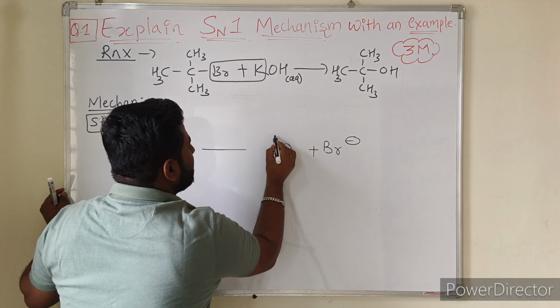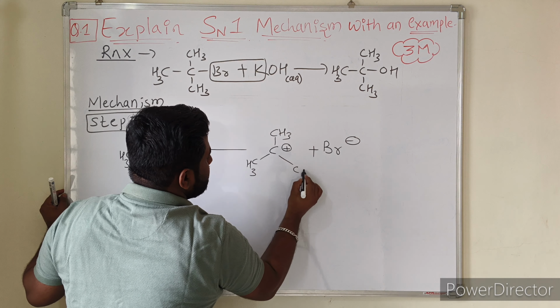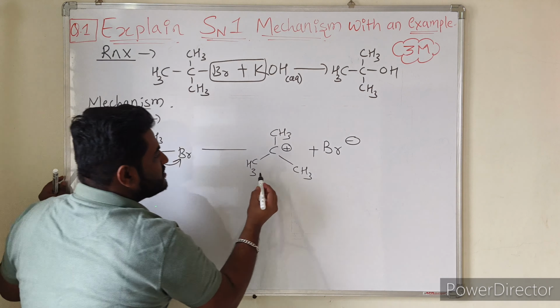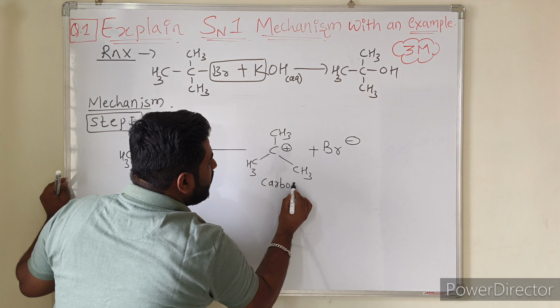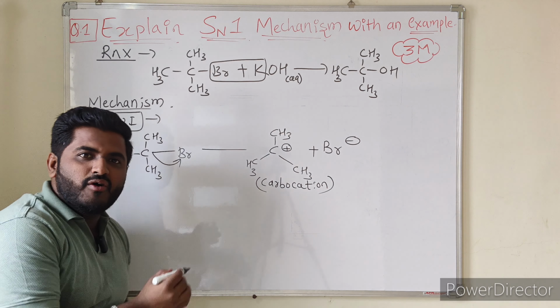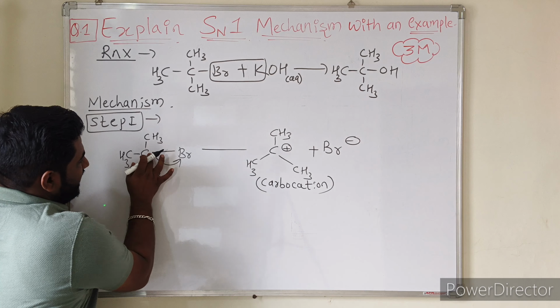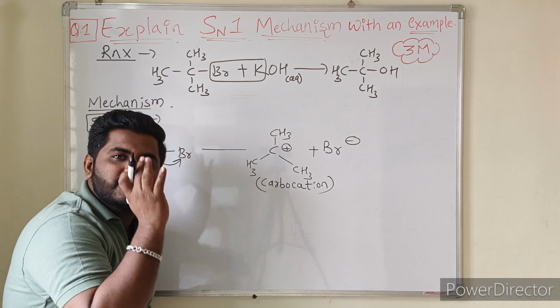3 CH3 groups are there. You write the 3 CH3 groups as it is like this. Carbon with positive charge is called a carbocation. I hope you understood. So here electrons are taken by bromine, hence minus charge. Electrons are given by carbon, hence plus charge.